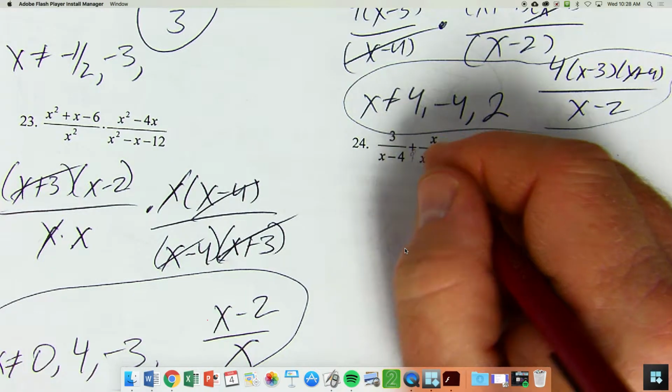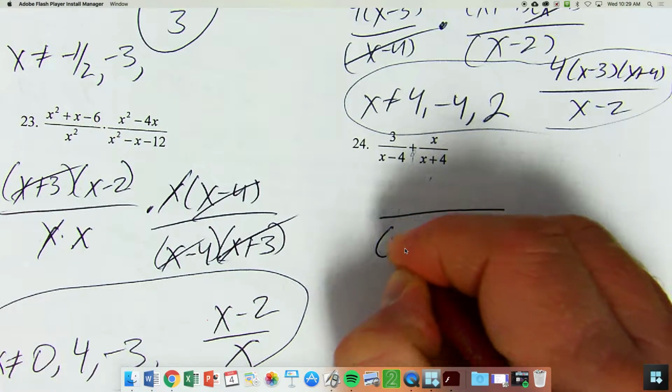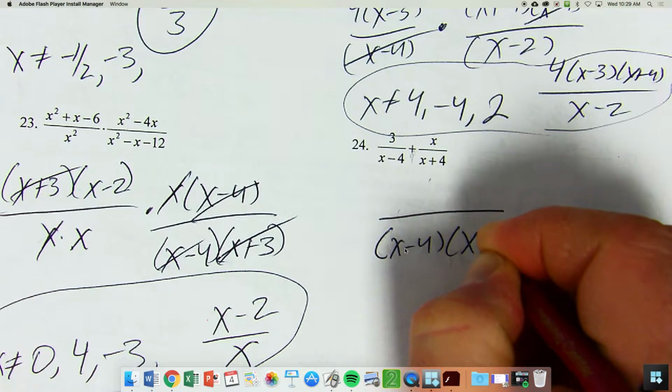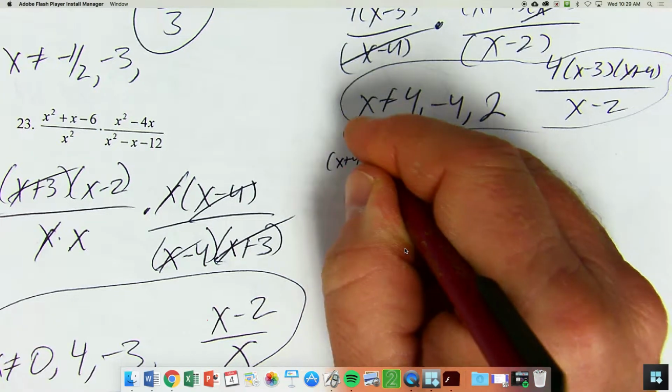Okay, we're trying to add these together. They don't have a common denominator, so we need to get an LCD. So x minus 4's got to be there. X plus 4's got to be there. So multiply this one by x plus 4, top and bottom.